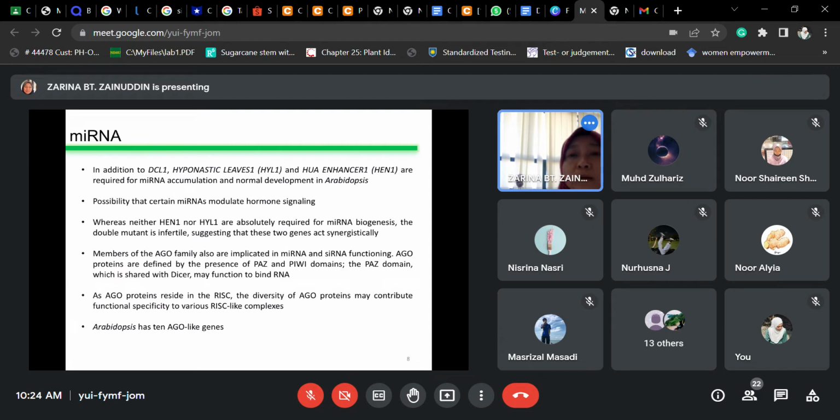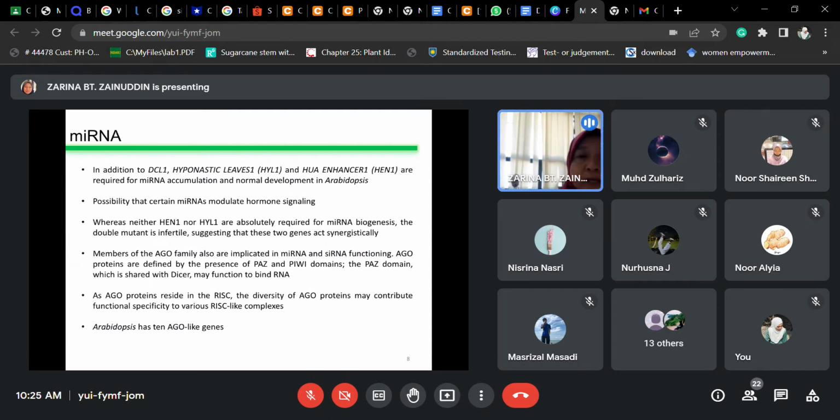Alright, so in addition to DCL1, tadi kita ada HEN1 protein and also HYL1 protein. These proteins are required for microRNA accumulation, and also required for normal development in Arabidopsis. So in plants, there is a possibility that microRNA regulate or modulate hormone signaling. So this is the function of microRNA. They also possibly modulate hormone signaling in plants.